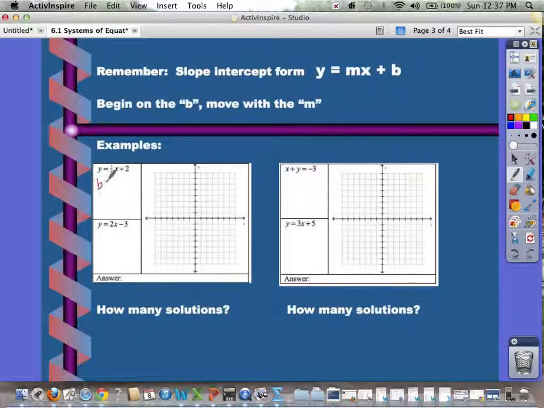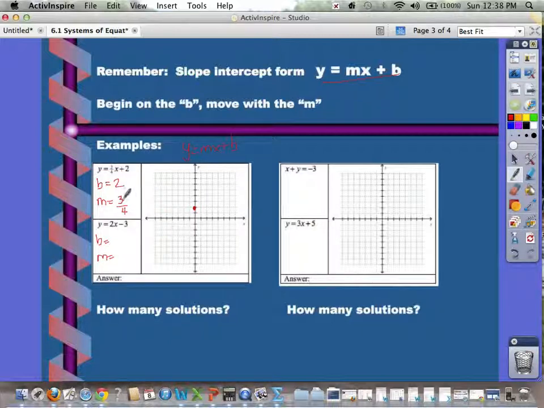So let me talk about M and B again. Remember, this is our peanut butter and jelly sandwich. We have to know what they are and do what we need to do with each one of them. On the first problem, my B is the 2. And my M is 3/4. Because I'm using Y equals MX plus B, which is the slope-intercept form, which is right here. All right, so I begin on B, which is 2. 2 is always on the Y. So I'm going to go 1, 2, and put a dot.